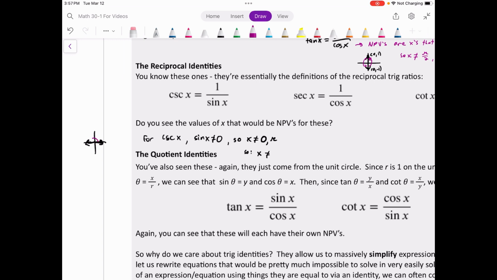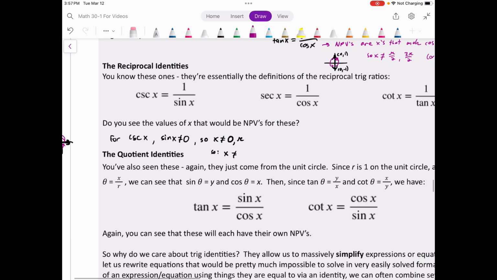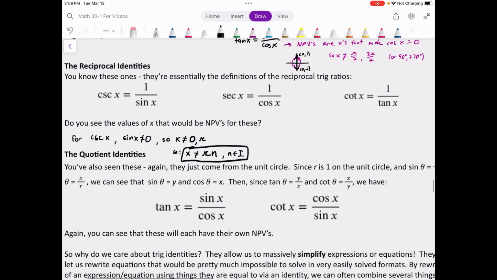Starting from 0, add pi, you get an NPV. Add another pi, you get another NPV. Add another pi, you get another NPV. So x cannot equal, it's actually just multiples of pi, right? You could say 0 plus pi n if you want, but that's ultimately saying the same thing because n is an integer, so it could be 0, right? x cannot equal integer multiples of pi.